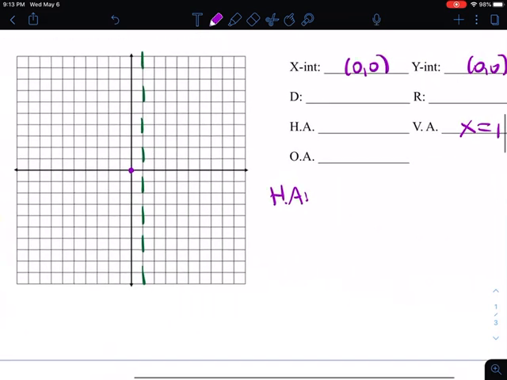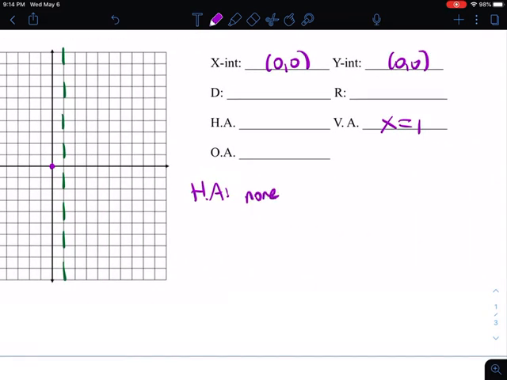Okay, degree on top is 2. Degree on the bottom is 1. So it's bigger on top. So that means we don't have any horizontal asymptotes. And then finally, slant asymptote or oblique asymptote.